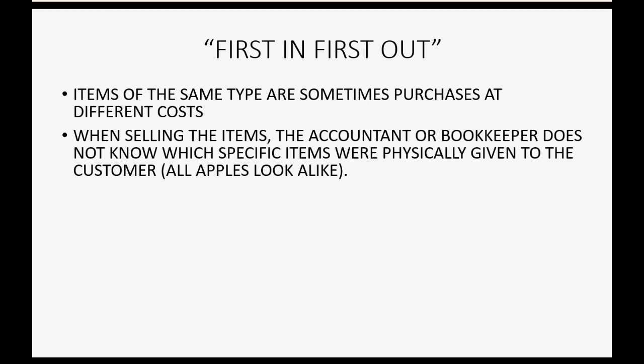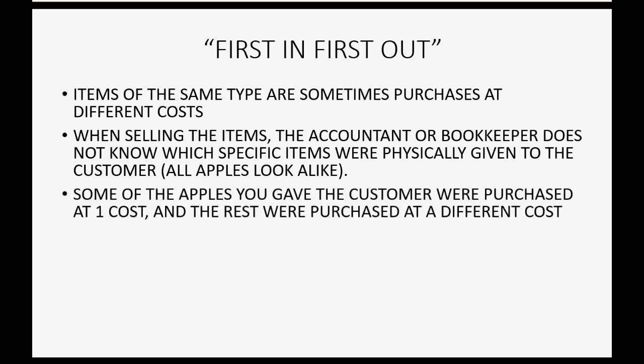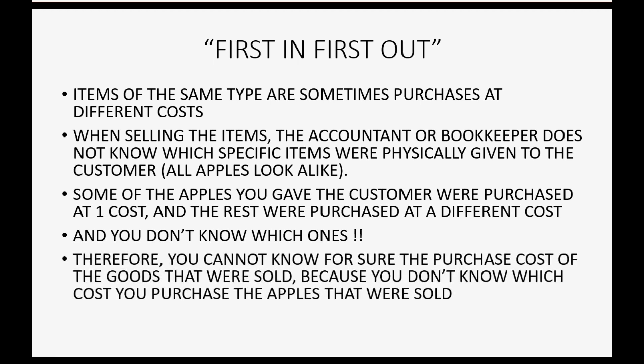As you know, all apples look alike, even though we paid a different purchase cost for the different apples that are sitting in our inventory. Some of the apples you gave to the customer were purchased at one cost, and the rest of the apples that you gave the customer were purchased at a different cost. And you don't know which ones were purchased at which costs. All you did was grab the apples and give a bunch to the customer for the sale.